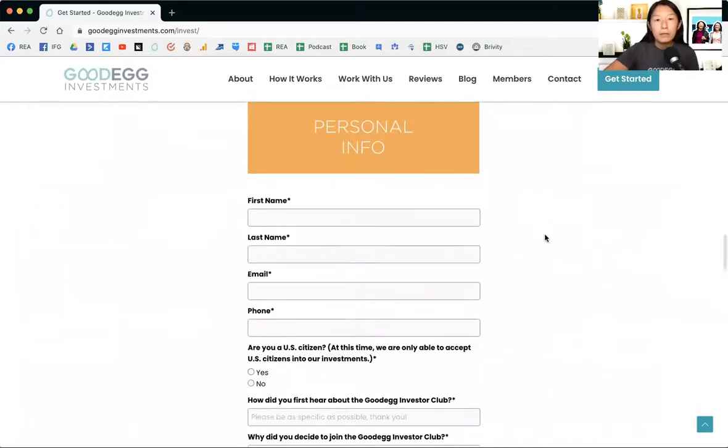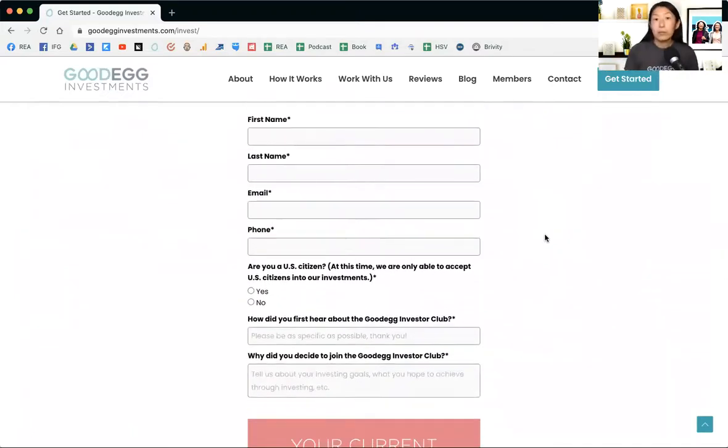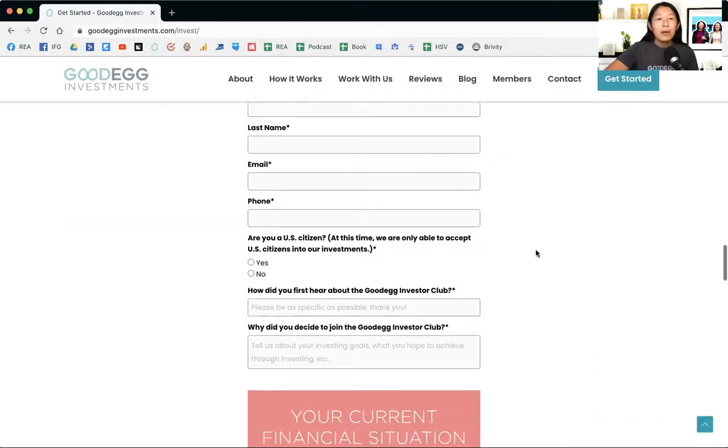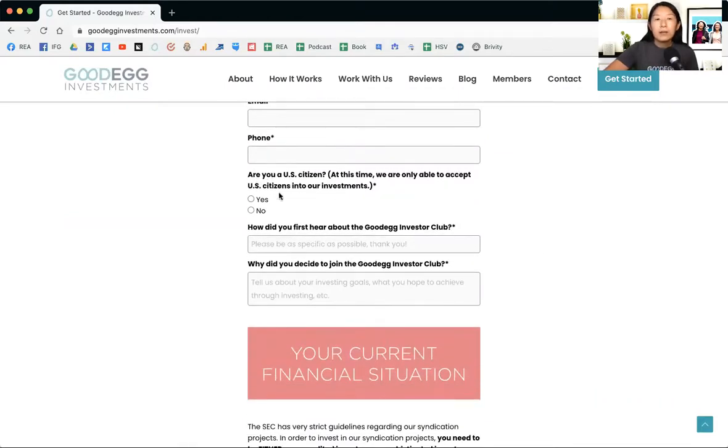So the personal info section is all the personal info. We ask now, not just for first name, but we ask first name, last name, email, and phone number. We ask if they are a US citizen.